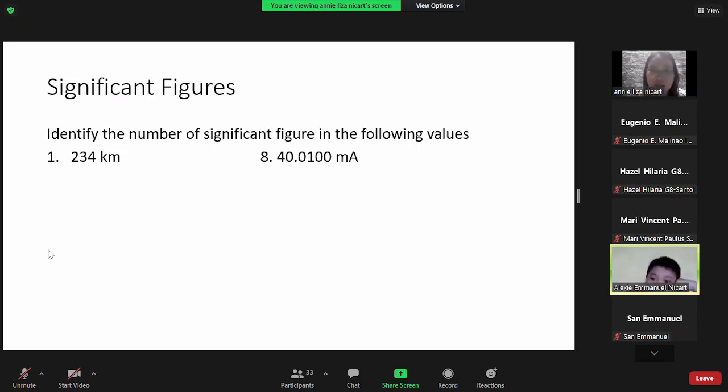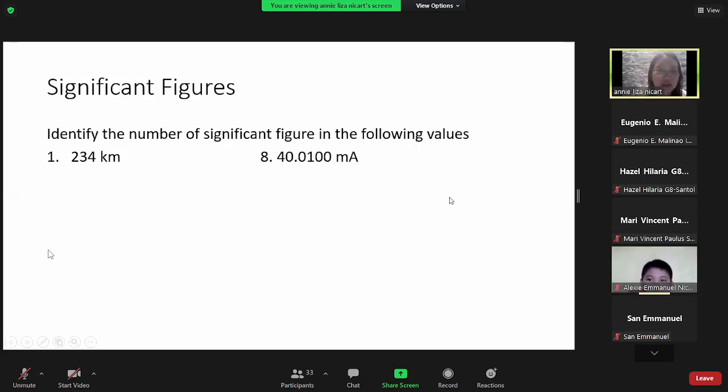3. Anybody? 3. Okay, there are 3 significant figures in this value, 234 kilometers. All non-zero digits are considered to be significant. All of the non-zero digits, okay?